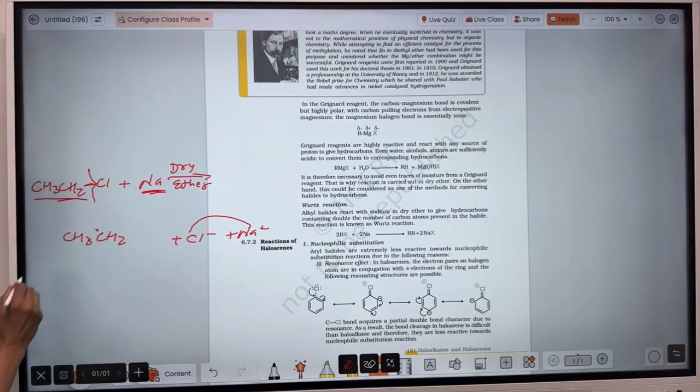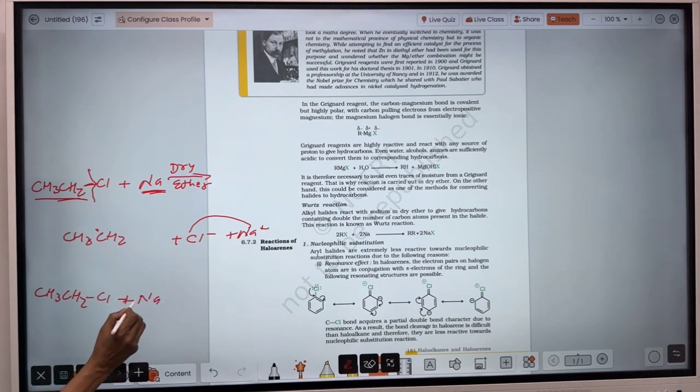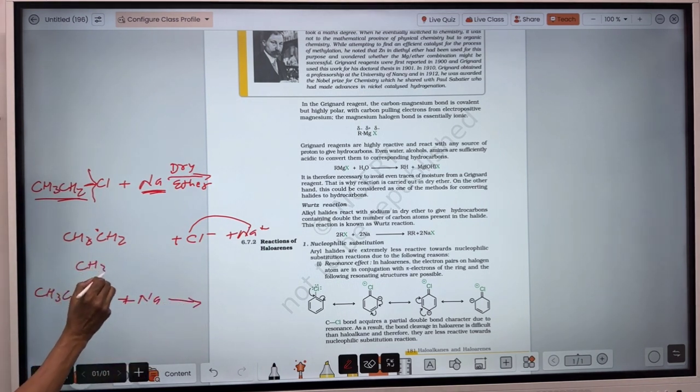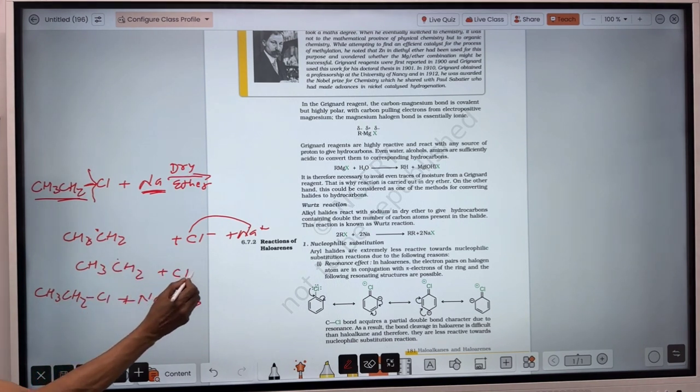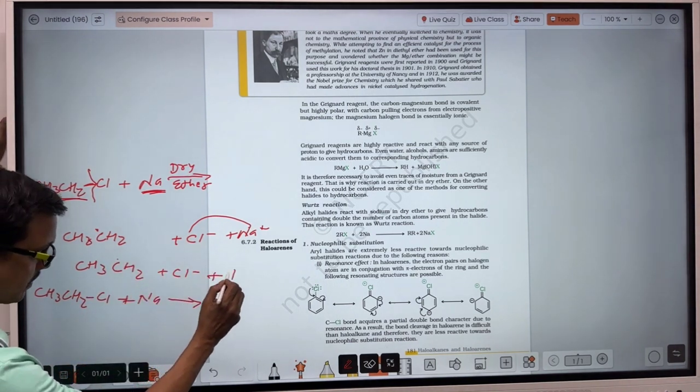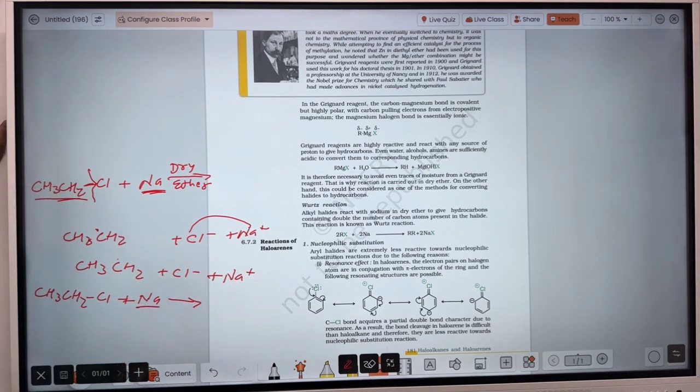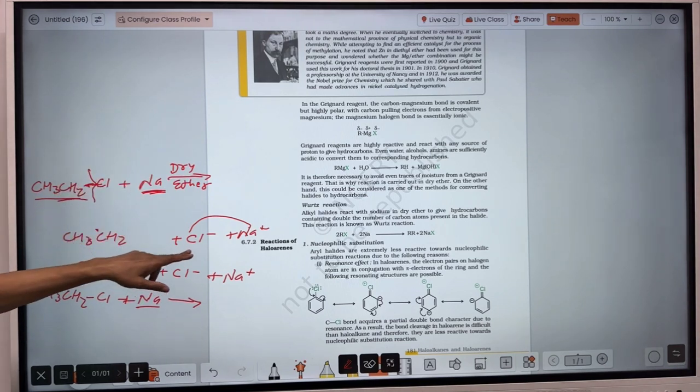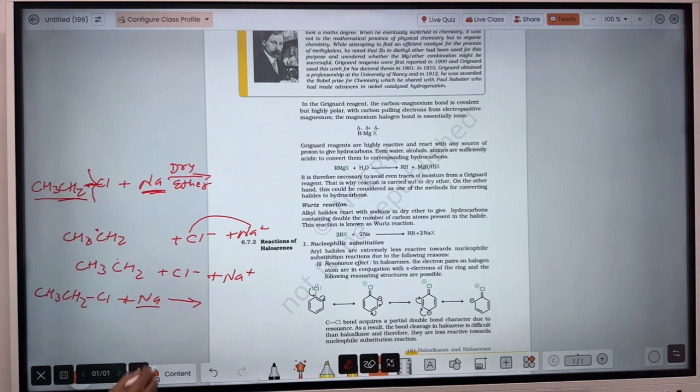In the same way, there will be another molecule of this chloroalkane and sodium here. In the same way, there will be formation of this ethyl free radical, the chloride ion and the sodium ion. Why? Because sodium will lose the electron. That lost electron will be gained by the chlorine atom. So the chlorine atom will take its own electron and leave the electron of carbon. So at the carbon atom there will be one unpaired electron, and the lost electron of the sodium will be gained by chlorine and will form chloride ion. So that becomes Na plus.